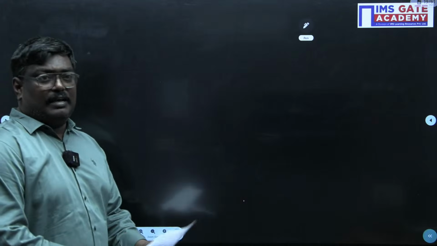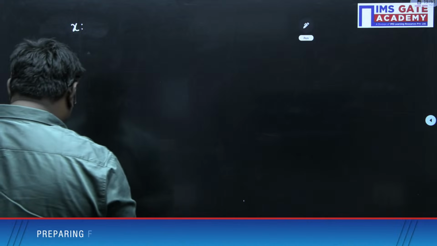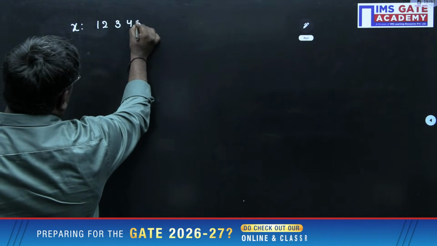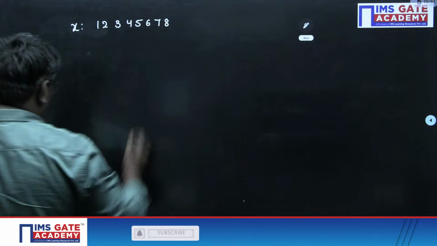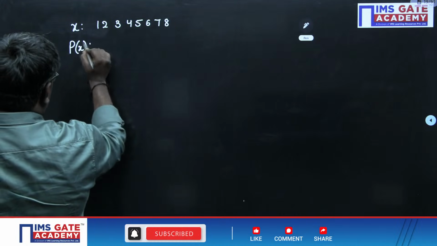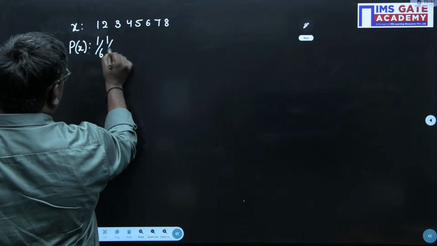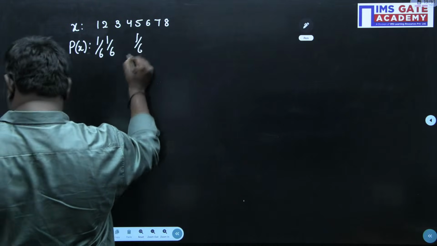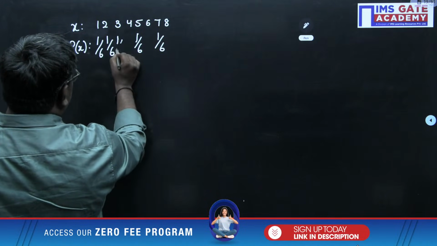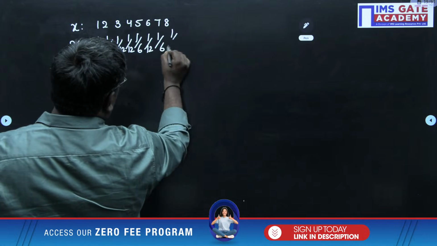Next, my dear students, there was another question given. This is a kind of random question. So here they have given the values x: 1, 2, 3, 4, 5, 6, 7, 8. And they have given the probabilities: 1 by 6, 1 by 6, 1 by 6, and 1 by 6. For the remaining cases it is given as 1 by 12, 1 by 12, and 1 by 12.